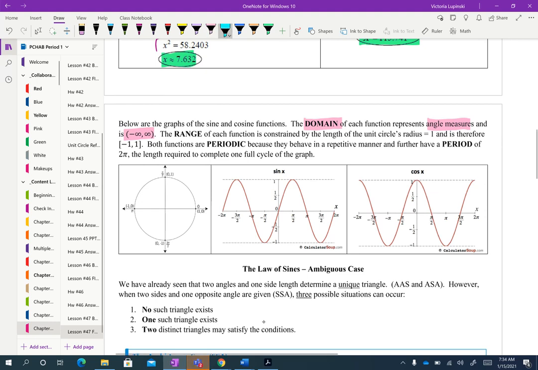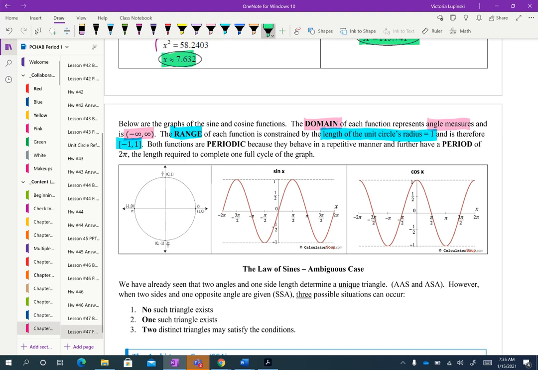When it comes to the range of each function, because the length of the radius on the unit circle is only 1, the largest that the length of the radius can be if it's pointing in the positive direction is positive 1, and the longest it can be if it's pointing in the negative direction can be negative 1. So the range of the sine and cosine is negative 1 to 1.